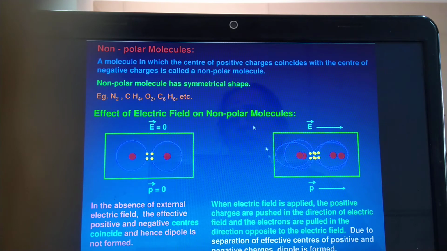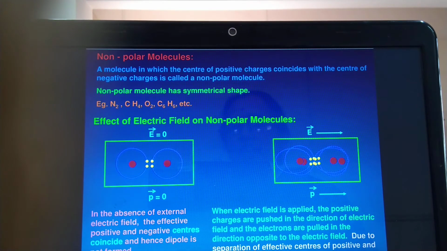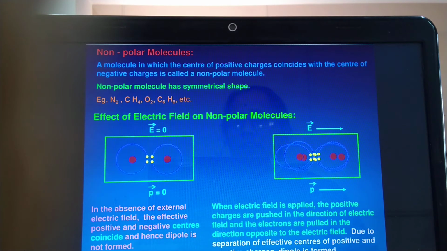Next is nothing but your non-polar molecules. In non-polar molecules, again we can say that a molecule has a positive charge and a negative charge. Let's consider one example, N2. N2 means 2 N atoms. So what happens? The center of positive charge will coincide with the center of negative charge. That type of molecule is called a non-polar molecule.